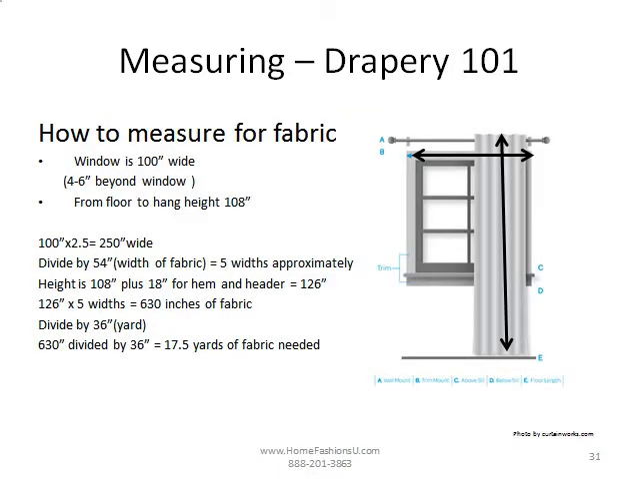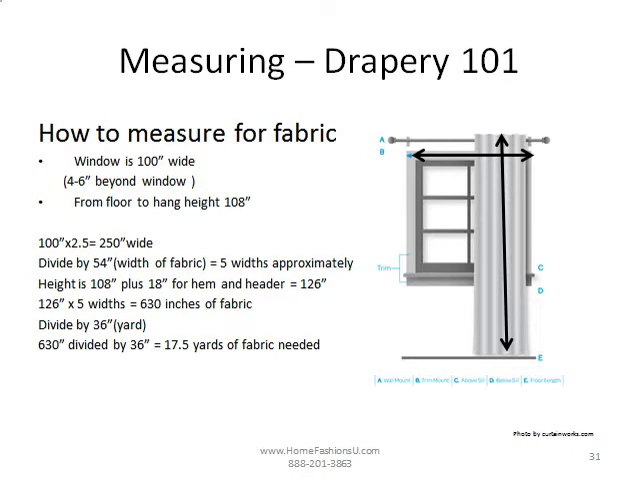For the purposes of our demonstration, we are going to assume that our window is 100 inches wide. That measurement does include 4 to 6 inches beyond the window on each side, and our height of drapery from the floor to the top is going to be 108. When we're talking about fullness, that is the amount of extra fabric that we need to have in order to pleat it down into a 100-inch panel. So we take our 100 inches times 2.5 and we get 250 inches of fabric that we will need. We divide that by 54, which is the width of the fabric, and that tells us that we will need approximately 5 widths to create our panel.